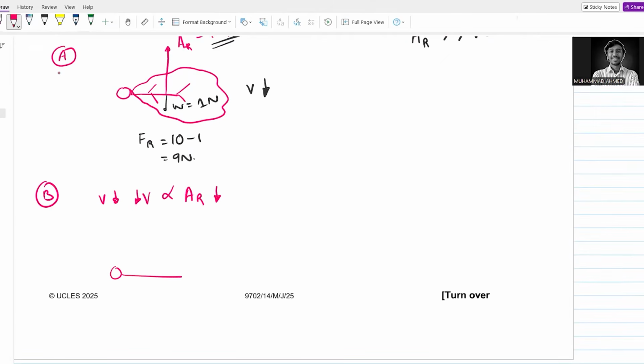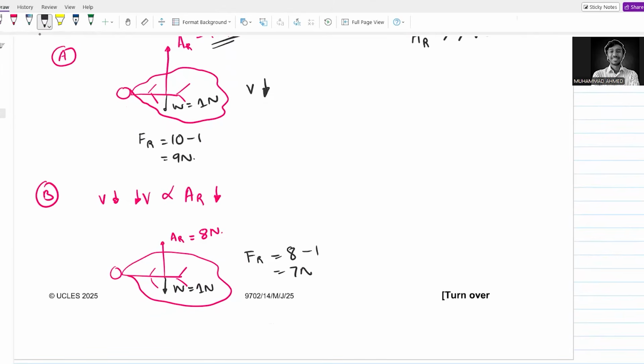What will happen now? Let's say this is the person with the parachute. Now the air resistance की force will reduce from 10 to a value of 8 Newton. Just an example, you can say 9 as well, but the thing is air resistance decreases. The weight remains same. What will be your resultant force now? 8 minus 1, that is 7 Newton. बच्चों, can you realize resultant force आपकी decrease हो गई है? Your resultant force has decreased.